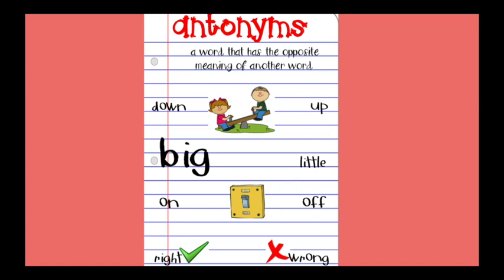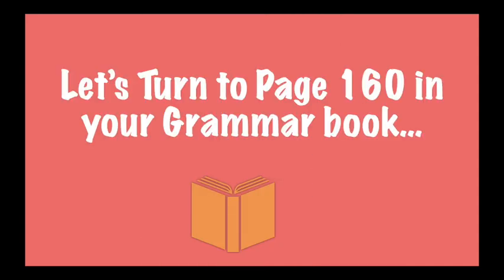Or instead of right, you could have said incorrect. That means the same thing as wrong. So those are still opposites. Right and incorrect are still antonyms. So let's go ahead and practice. Go ahead and take out your grammar book and turn to page 160.